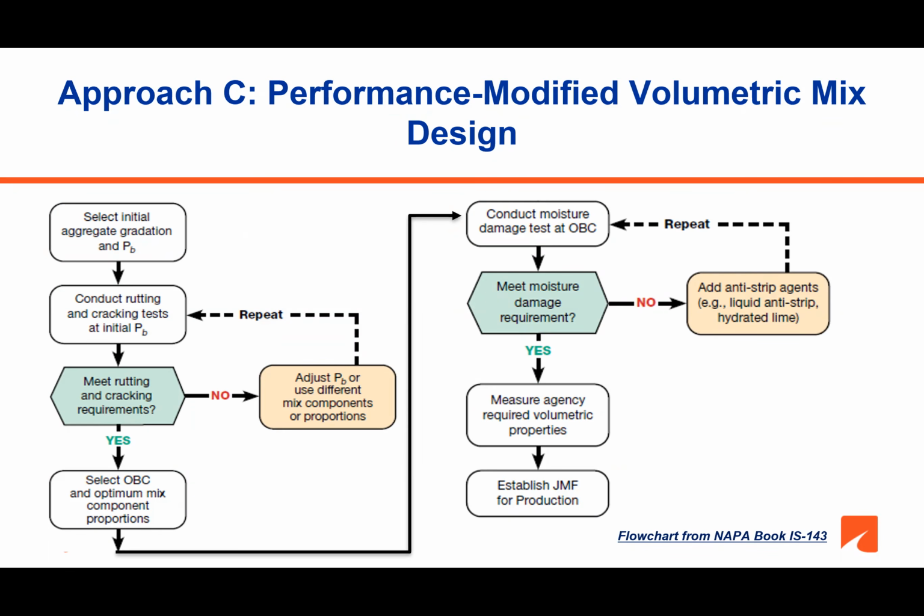Approach C, performance modified volumetric mix design. In this approach, the current volumetric mix design method is used to establish initial component material properties, proportions, and binder content. Then the performance test results are used to adjust either the initial binder content or mix component properties or proportions until the performance criteria are satisfied. For this approach, the final design may not be required to meet all of the SuperPave volumetric criteria.